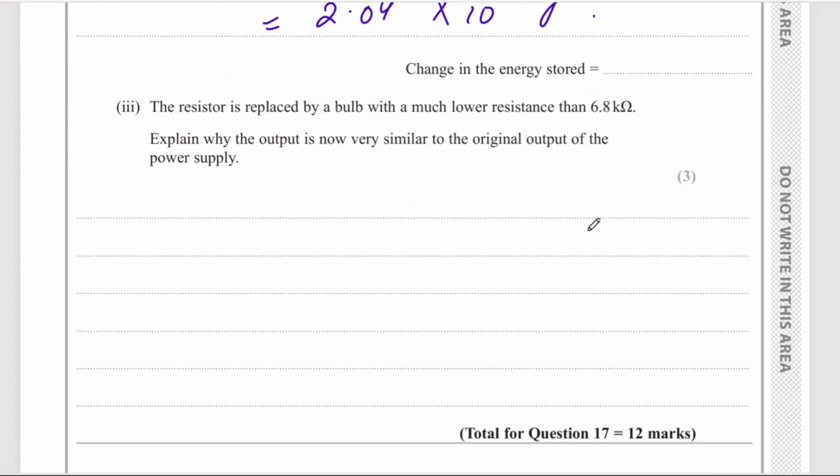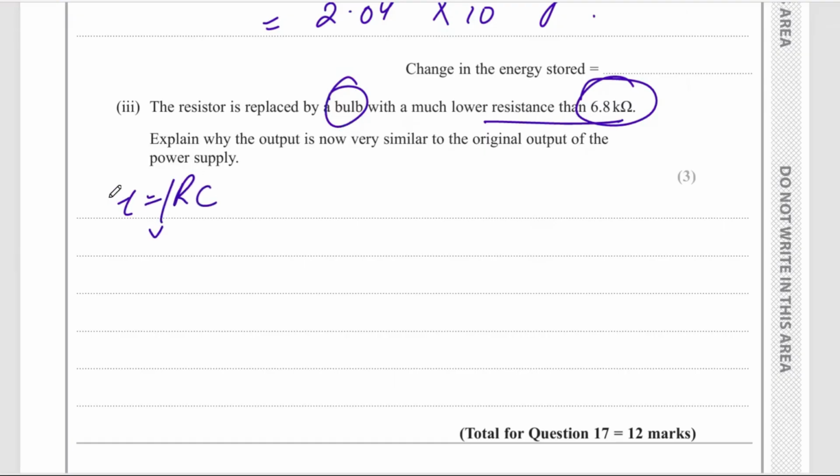Now, in the third part, the resistor is replaced with a bulb of a much lower resistance than 6.8 kilo ohms. Explain why the output is now very similar to the original output of the power supply. Well, even if you've got the new bulb or the new resistance, which is lower than this, the time constant has to be RC.